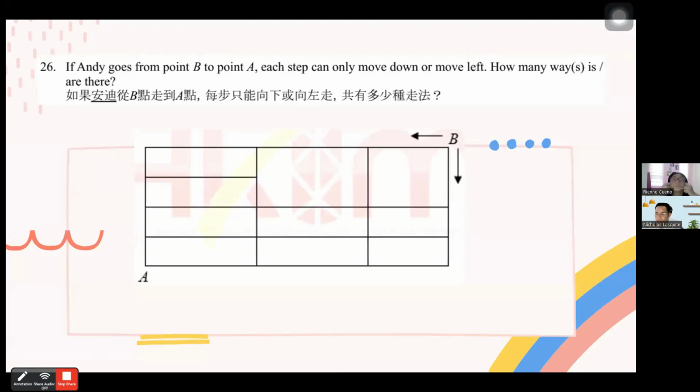Okay. So the question: if Andy goes from point A to point B, each step can only move down or move left. How many ways are there? So we need to know how many ways there are. Okay, let me remove the flash because it hurts my eye. So it can only move down or move left, right?